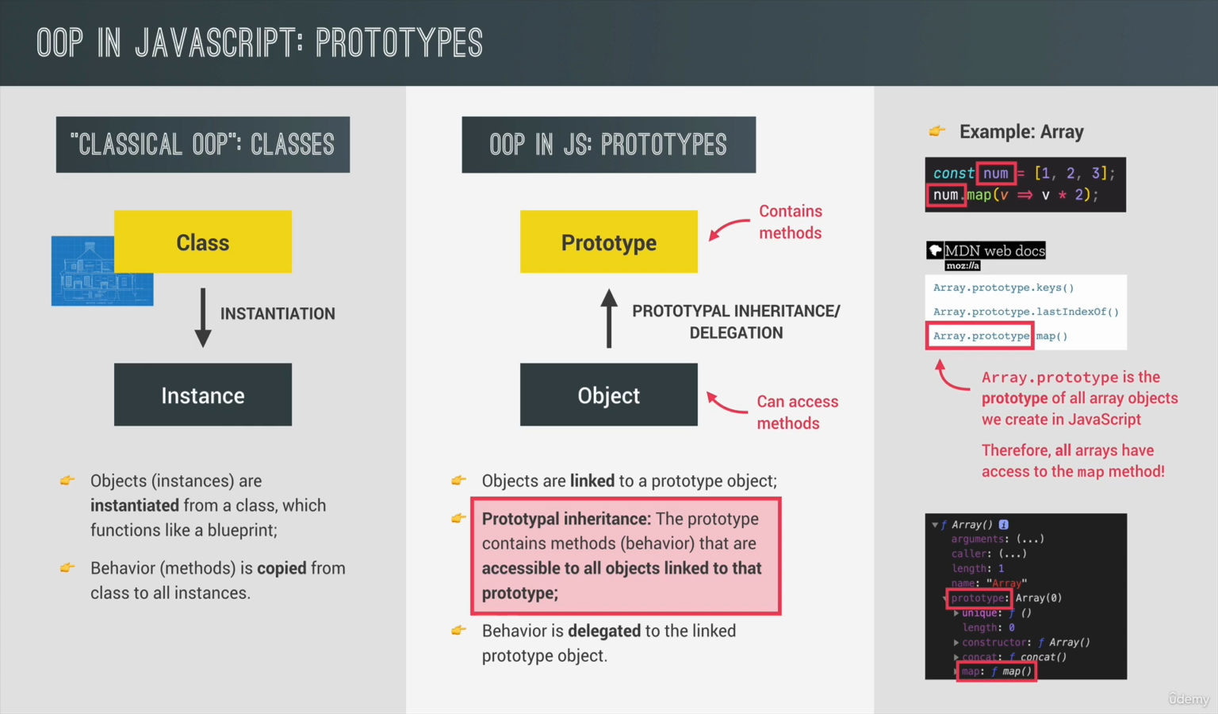Or again, we can also say that the array delegated the behavior of mapping to its prototype. So you can choose whatever makes more sense in your mind. But what matters is that the map method is actually not defined on the num array itself, but on its prototype. And of course, we're going to check out this behavior also in our code in practice. Okay?